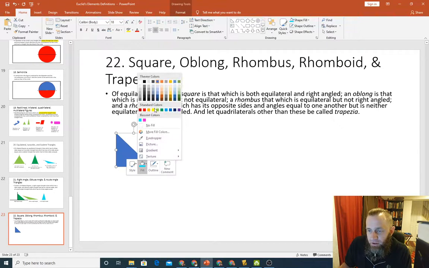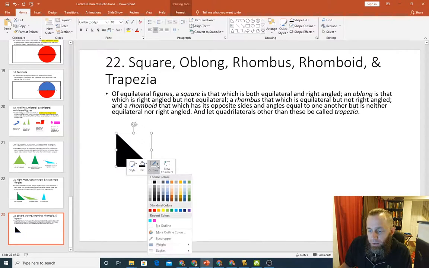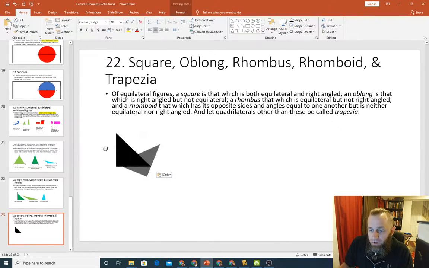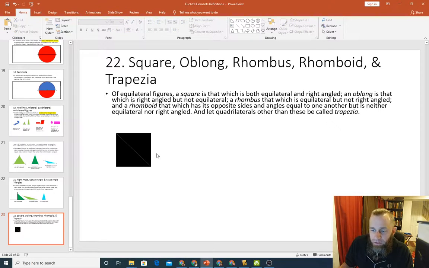I'm going to fill this one with black. It's not black. I want black. There we go, black. And we don't believe in outlines, so still no outlines. And now I'm going to copy it, and I'm going to paste it. What I'm going to do is just rotate it 180 degrees. And there is my square. Boom. Right? That's a square.